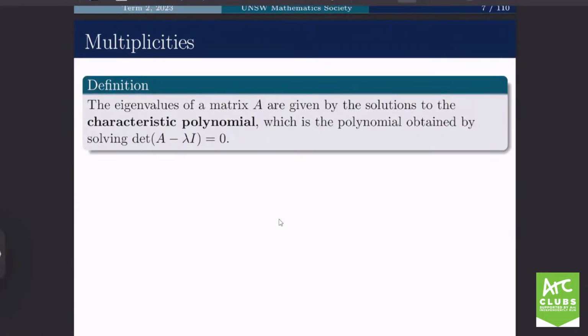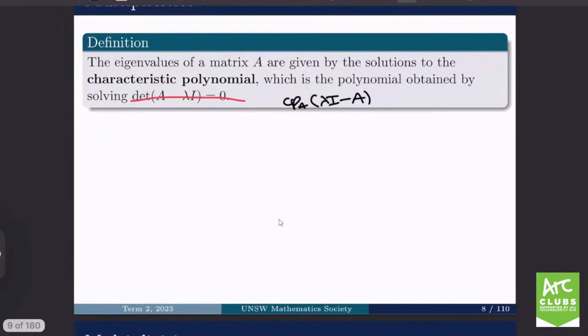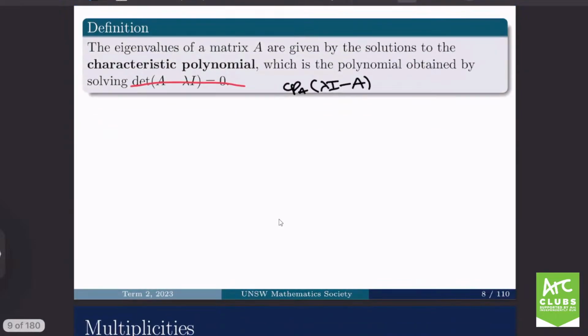This is multiplicity. Okay, so first of all, this is not exactly our definition of the characteristic polynomial in the notes. The characteristic polynomial is actually defined as det(lambda I minus A). The point remains that to actually find eigenvalues, how do we actually find them? What we can do is solve this, which is equivalent to solving CPA of t equals det(A minus lambda I).